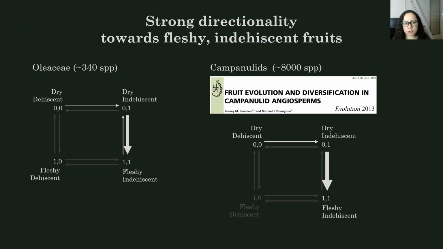So to contextualize things a little bit, I compared what we found for Oleaceae to another very large clade of plants, campanulids, and this was a fantastic data set that was published in 2013. We basically find the same directionality, very strongly towards fleshy indehiscence, meaning that what we're finding in Oleaceae is most likely what's happening in other plant groups as well.